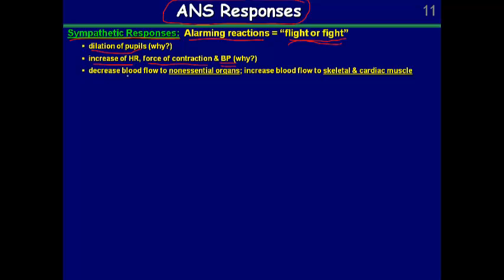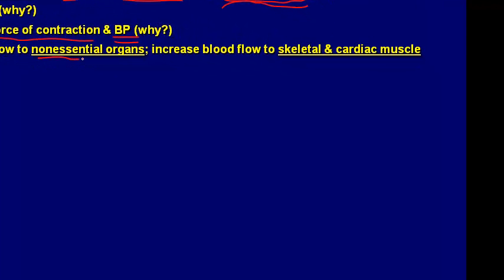We decrease blood flow to what we deem as non-essential during times of stress. An example of a non-essential organ, something you don't really want to worry about when you're in a stressful situation, is your stomach. There's no need to digest food when we're under stress. So we'll shift blood flow from our GI tract to more important things like our skeletal muscles and our heart.